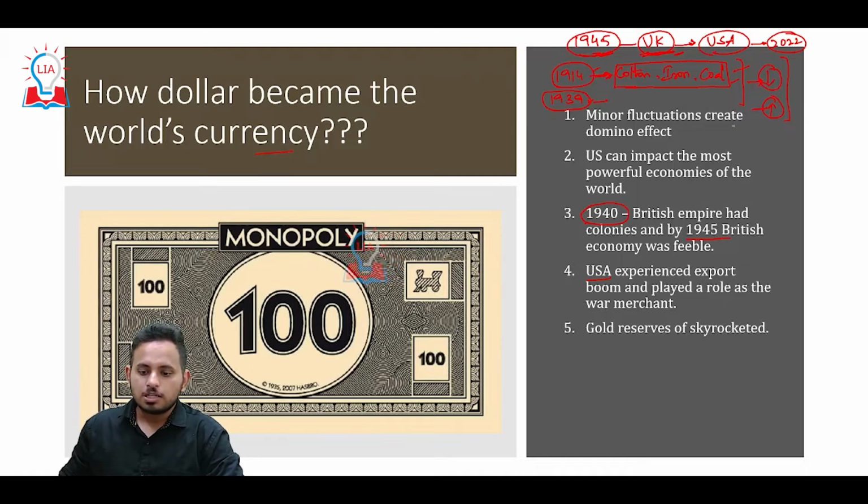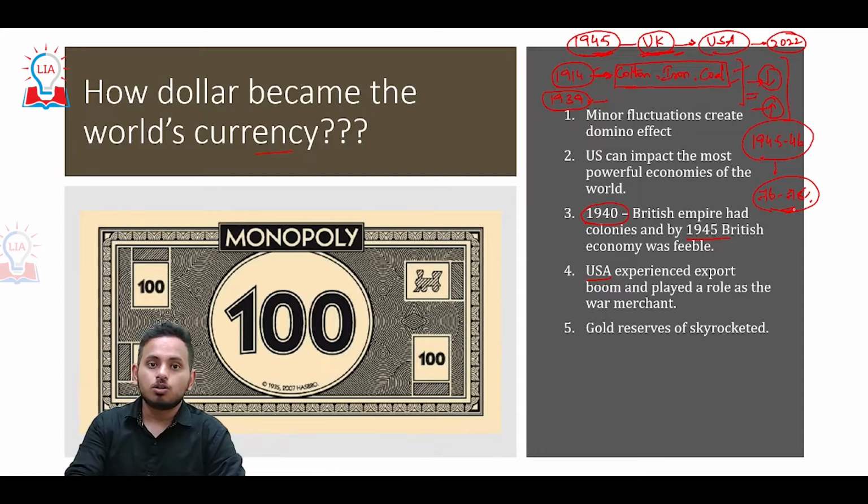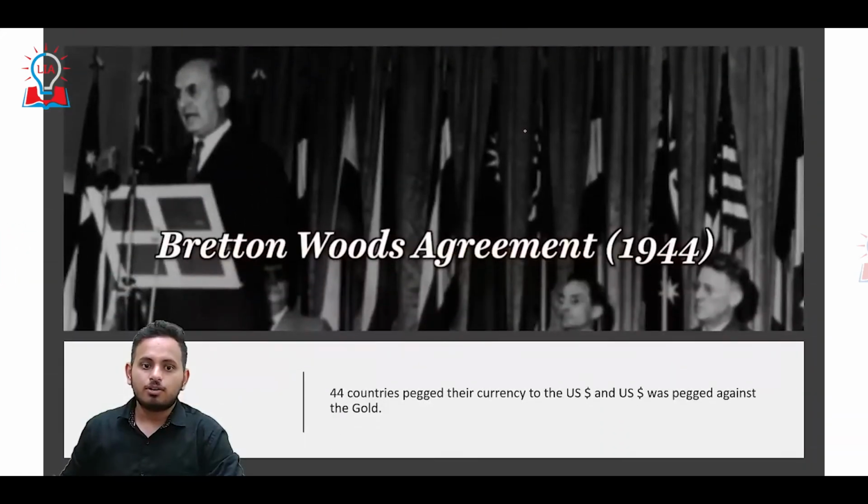Back then, in the 1940s and 1950s, the only medium of exchange that was stable was gold. Because of such huge trade between USA and Europe, the gold reserves of USA started increasing. And by 1945 or 1946, according to some credible sources, 76 to 78% of the gold reserves was with USA. So this made USA the most powerful country in the world.